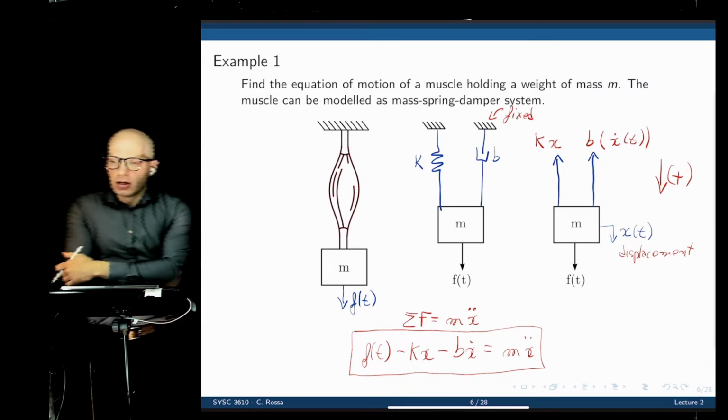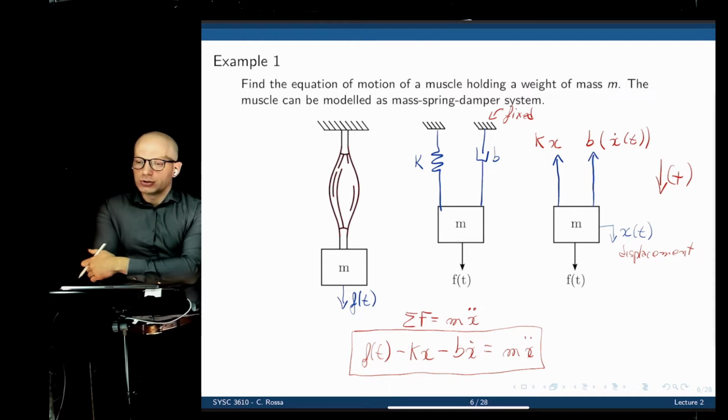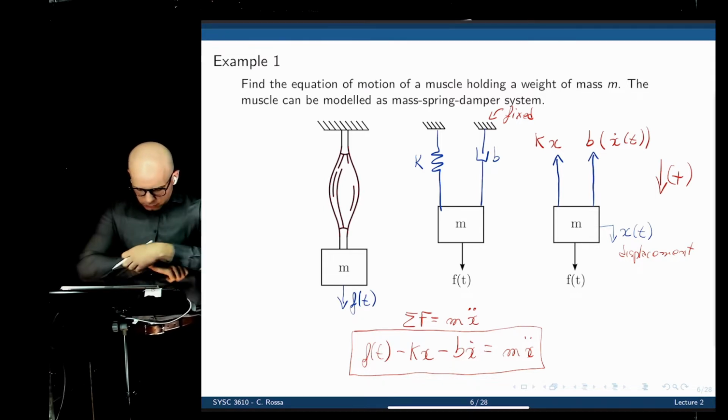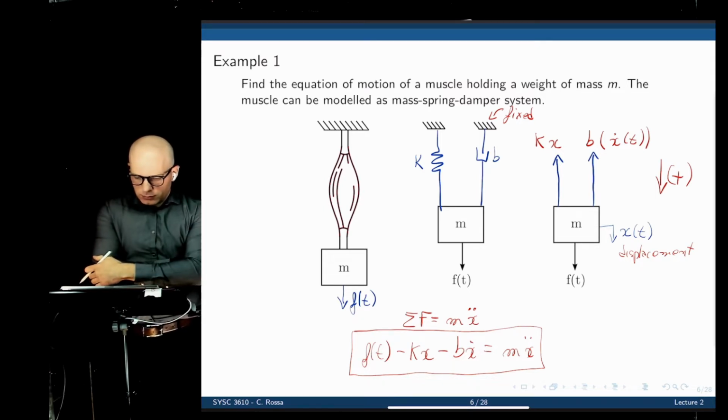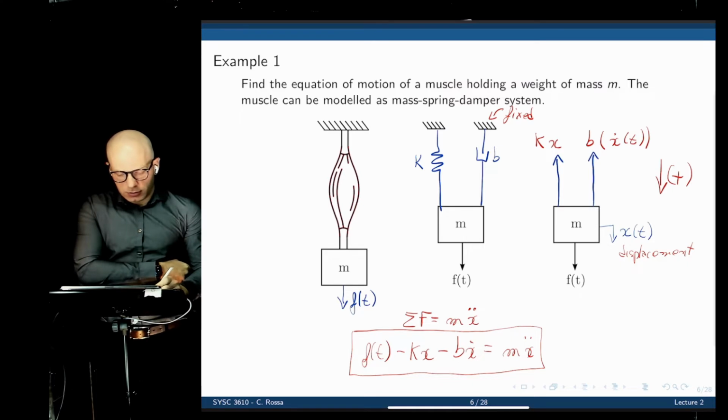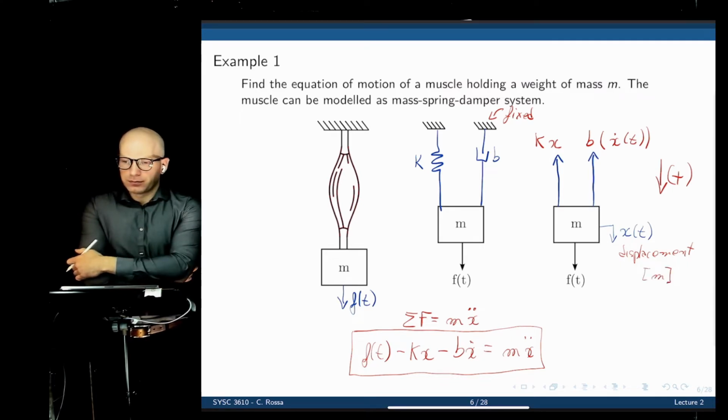It is simply a differential equation: the sum of all forces equals mass times acceleration. Any questions here? What's the unit of x? Meters. Okay, displacement, I'm going to measure that in meters. Anything else?